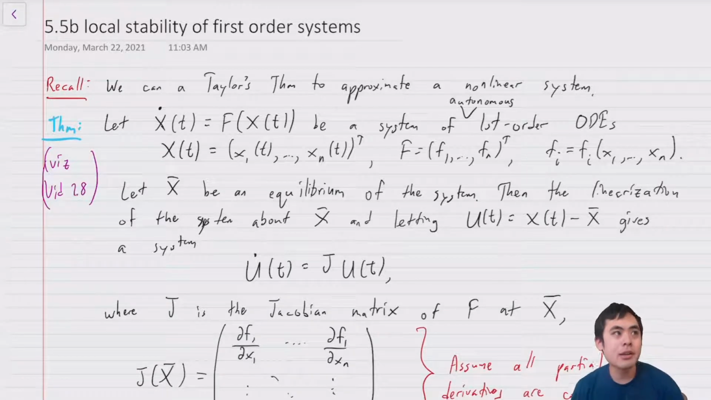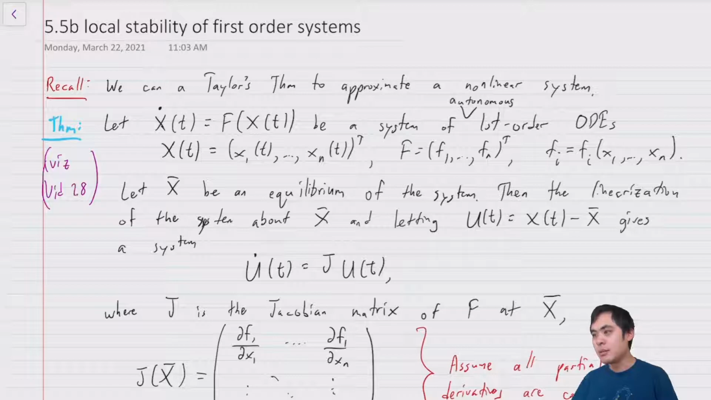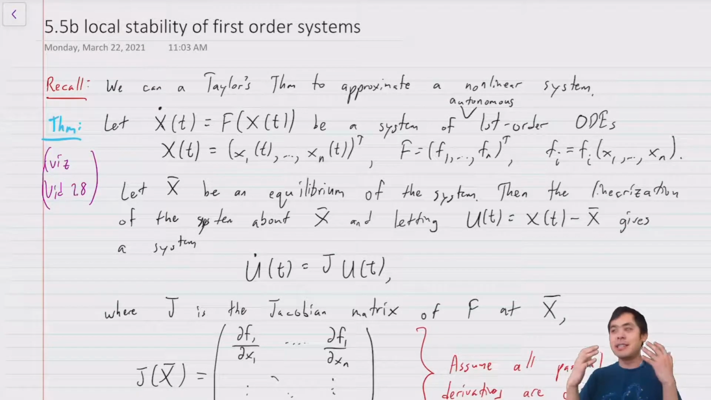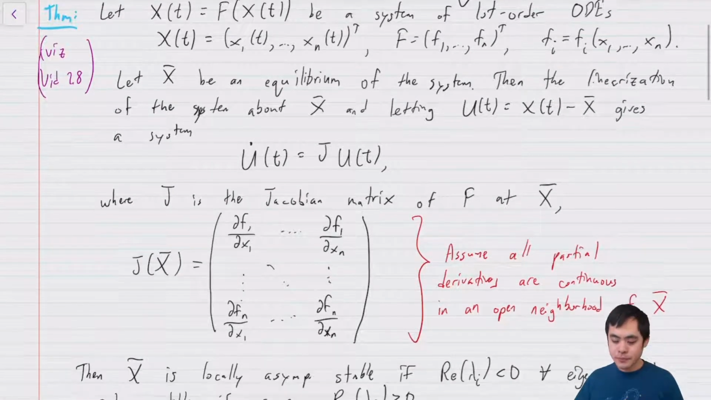Hi everyone, welcome back. We're going to be going through the second video of our local stability of first order systems, so we're going to go back through some of our theory, explain a bit, and also give some examples. So first, the main point of the last video was that we can use Taylor's theorem to approximate a nonlinear system of ODEs. Back in chapter 2, in video 2.8, we discussed basically the exact same thing for ordinary difference equations as opposed to differential equations, and basically all the same logic holds.